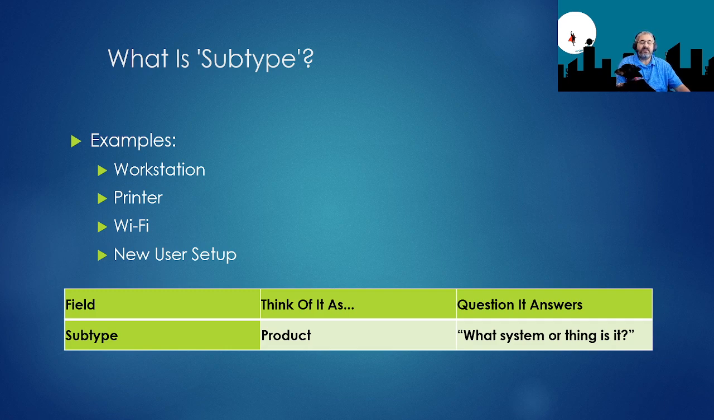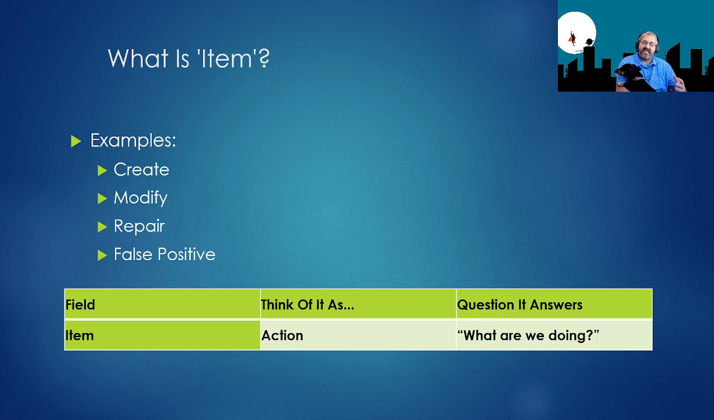This is going to be a very large list, and this is the list that should keep growing, but that we need to be aware of. We shouldn't have duplicates, and where can it fit? And then the item, again, this is a small category. What are we actually doing? Creating, modifying, repair, false positive, restore. We only do so many things on technology.